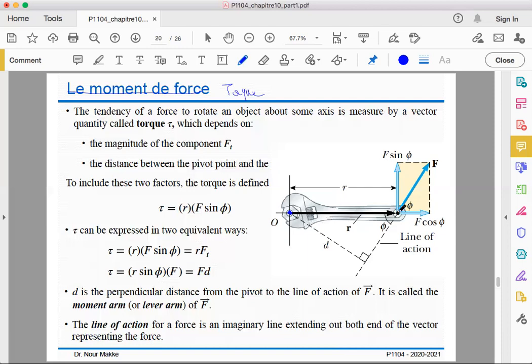أول شيء هي لها علاقة بالقوة اللي عم نشد فيها، يعني بمعنى آخر it depends on the magnitude of the component that produces the rotation، وال component that produces the rotation هي ال Ft، فهي depends on the magnitude of Ft on one side. كمان it depends on the distance between the axis of rotation or the pivot point and the point of application of the force.